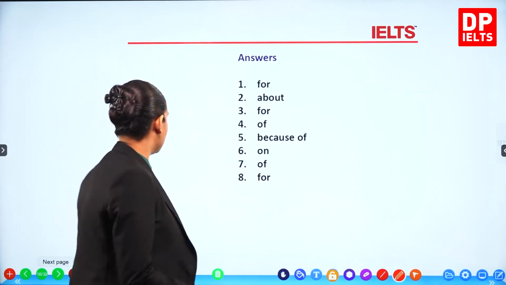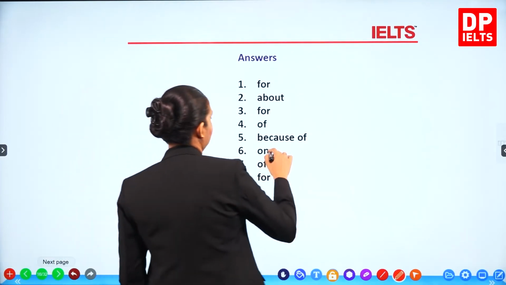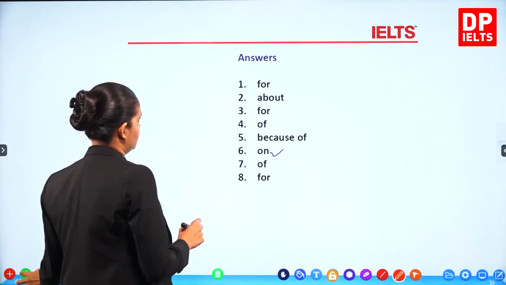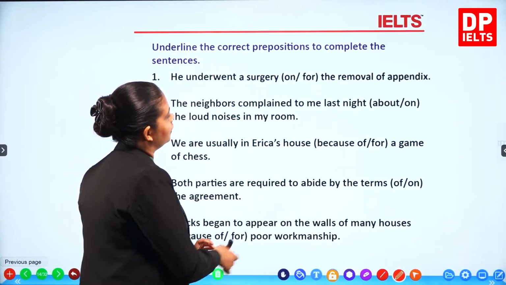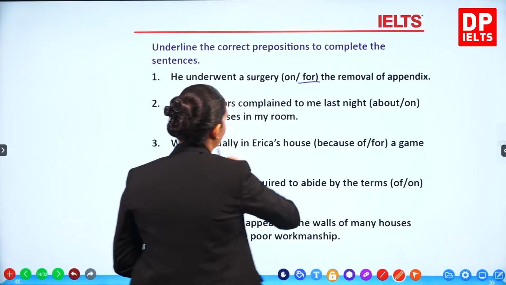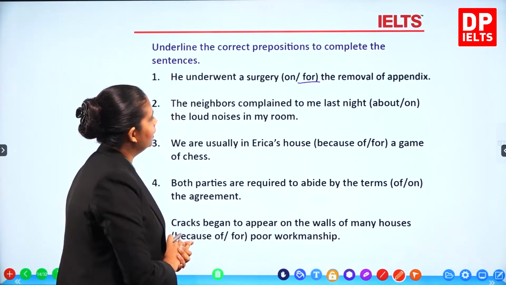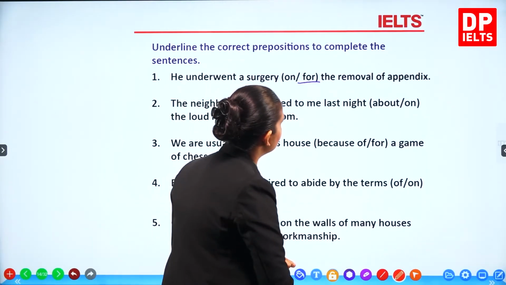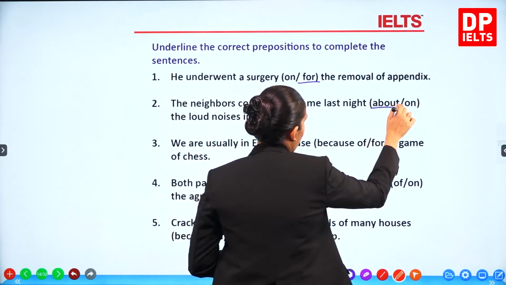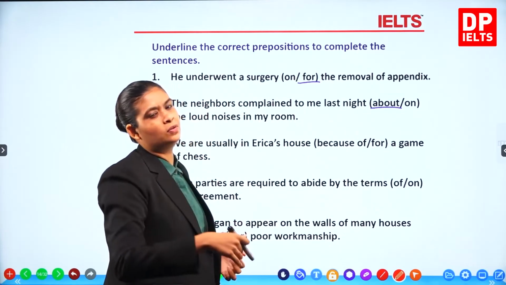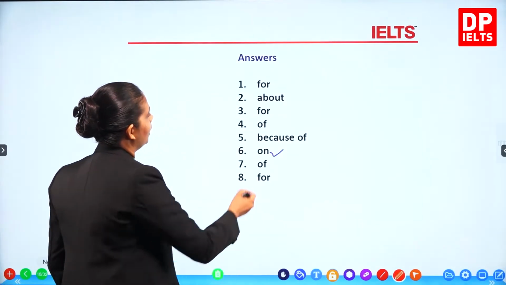Okay? So I think number 6, of course, we did it together. So we can put a tick there, that's on. Let us have a look at the first one. He underwent a surgery for. Okay? Why? The reason behind it. For. Okay? The neighbors complained to me last night about. Okay, that's informal. So you could say about an issue, right? So let's have a look at it. For and about.